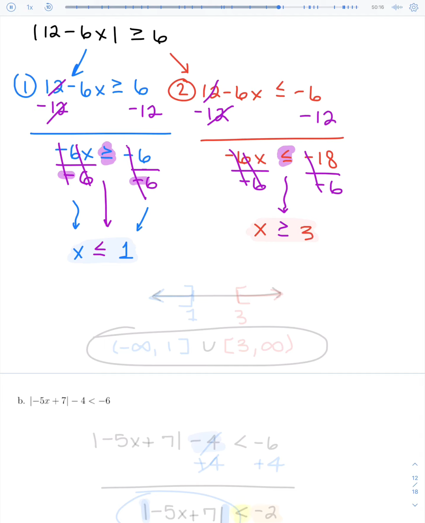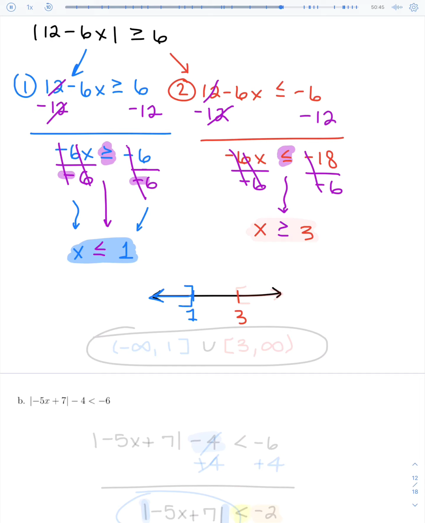So when I go to draw my number line on this one, they're not always going to tell us to do this, but it always helps. Our positive version had the number 1. Our negative version had the number 3. Let's graph these two pieces. So we've got x is less than or equal to 1. That would be that we would be pointing to the left. Because of the equal to, we'd also have a bracket at 1.